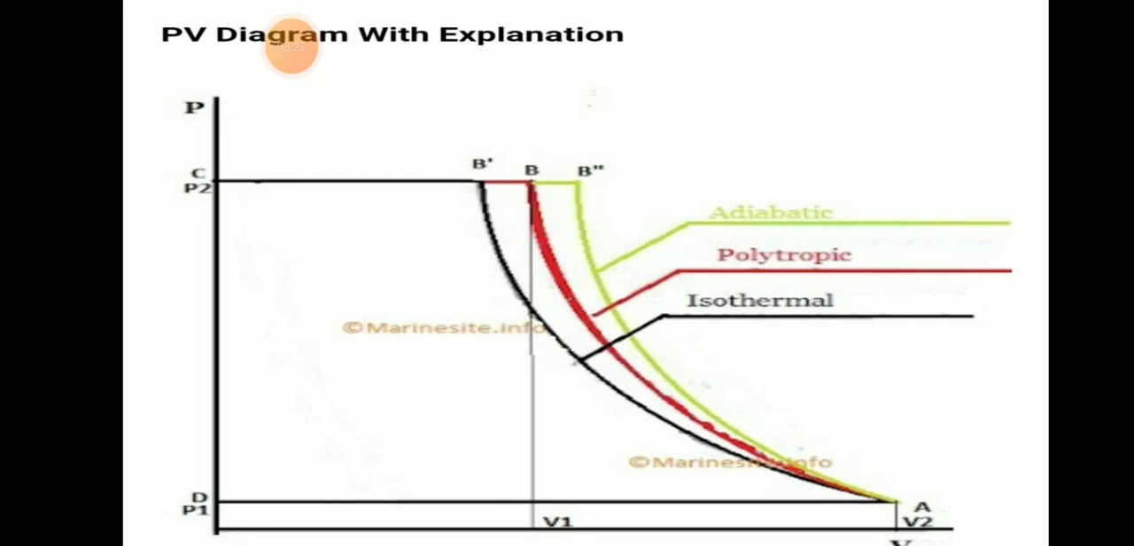Now the PV diagram with explanation. Here we can say there are three types: isothermal, polytropic and adiabatic. This is the PV diagram of a compression.